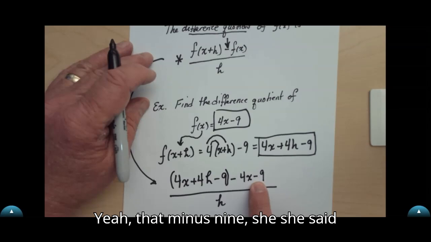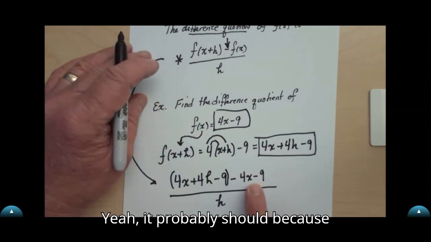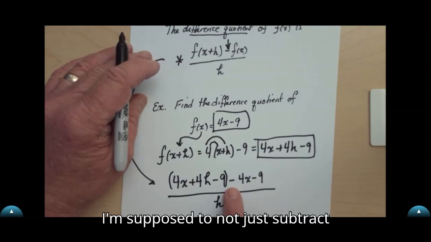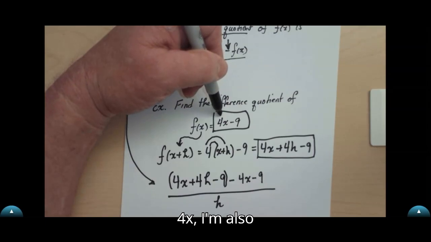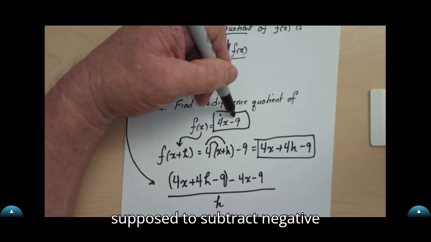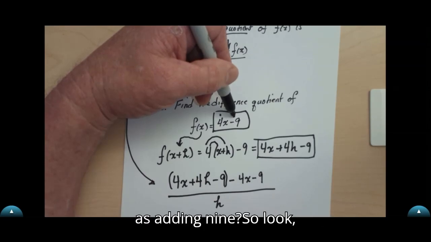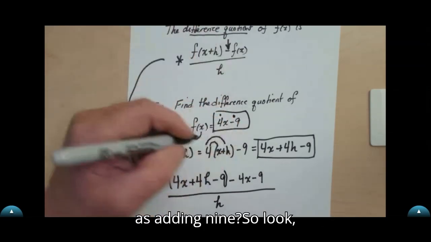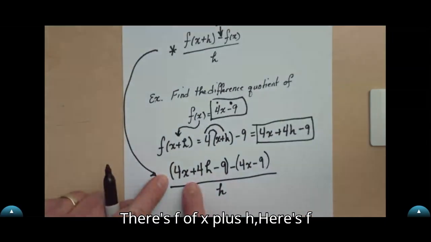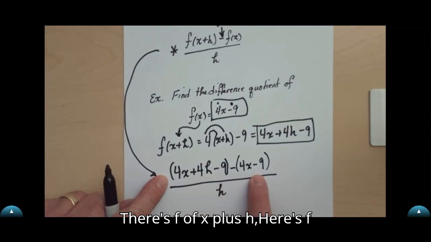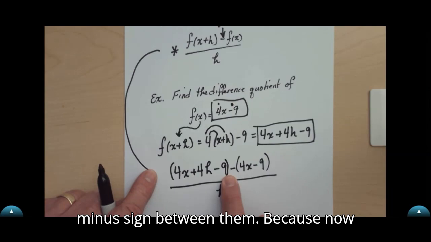Yeah, that minus 9, she said maybe that should be in parentheses. Yeah, it probably should, because I'm supposed to not just subtract 4x, I'm also supposed to subtract negative 9. Wouldn't that really mean the same as adding 9? So to be on the safe side, just do this. There's f of x plus h. Here's f of x. I put parentheses around it and put a minus sign between them.